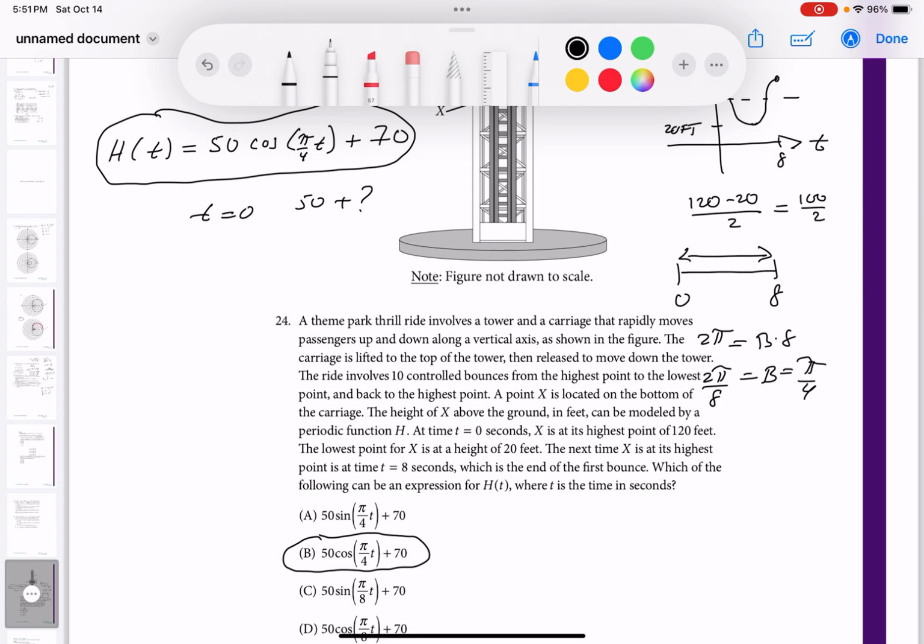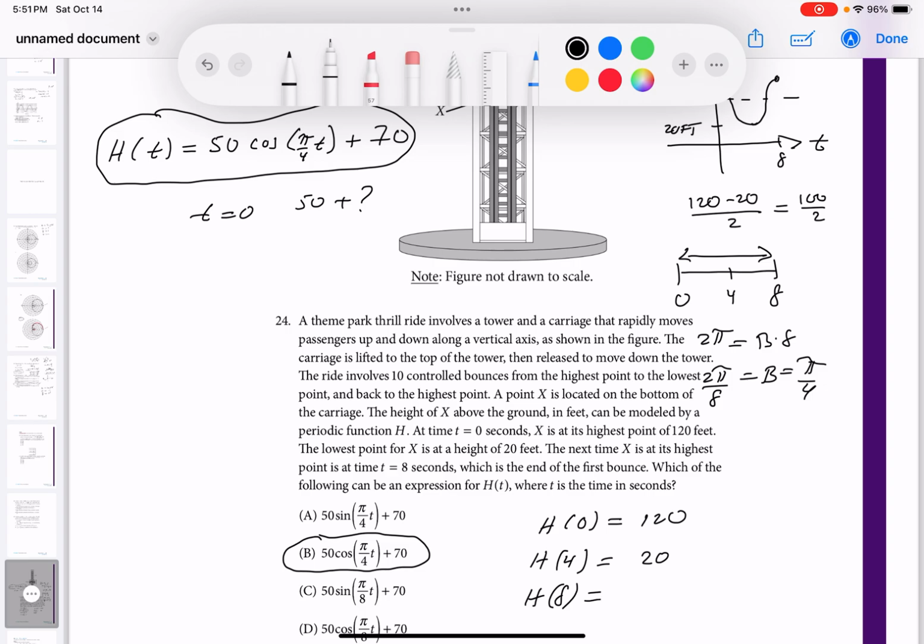You know what? I want to just check a few different things. h of 0 is 120. Again, I'm looking at it. That would be 50 plus 70, which is 120. Now h of, the center of this thing would be at 4. So h of 4 should be 20, right? So it's going to be 50 times the cosine of pi. And the cosine of pi is minus 1. And that's going to be minus 50 plus 70, which is 20. That certainly works out.